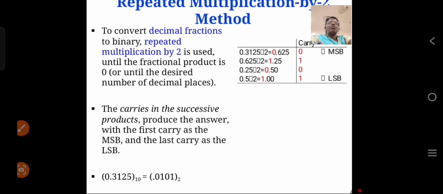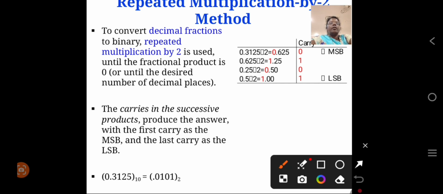Okay, now how to convert the fractional part of the decimal number to binary? This can be achieved by the repeated multiplication method. For example, consider the decimal fraction 0.325. How can it be converted? It should be multiplied by 2, which gives 0.625.